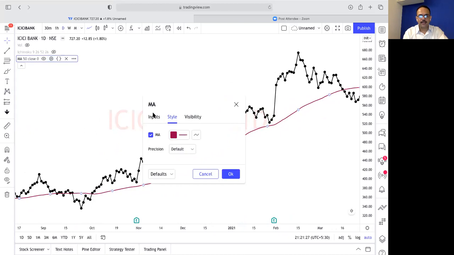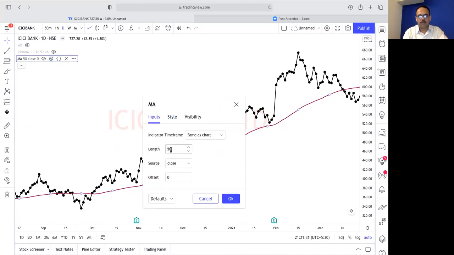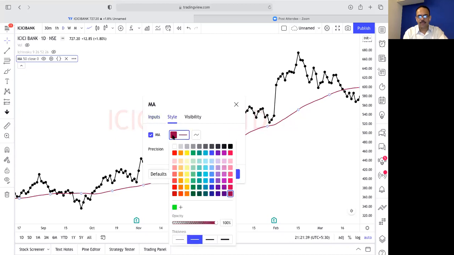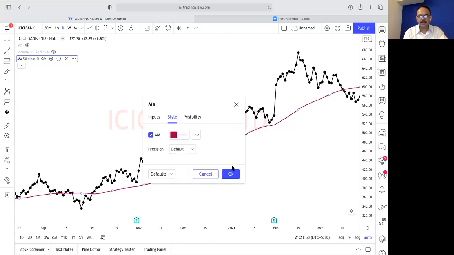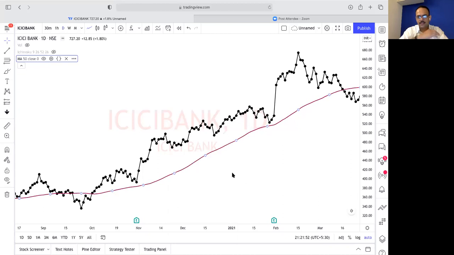Click on the setting. You will get this window. Then you go to input. Length is 50. You have to change the length to 50. Then you have to change the style. If you want to make it darker, just use the drop down, make it purple, and here you can increase the thickness. You can make it more and more thick. This one I prefer. Click OK. This is the line.